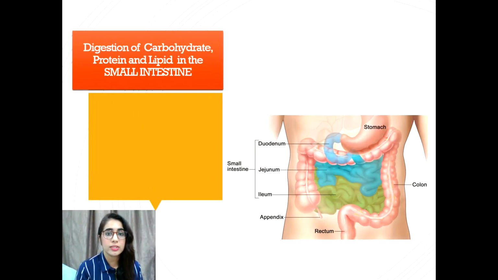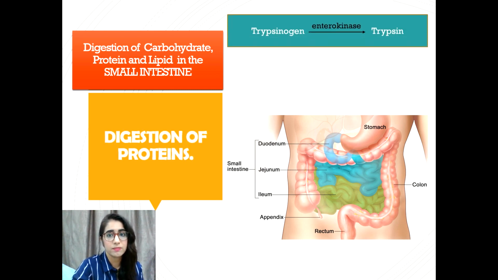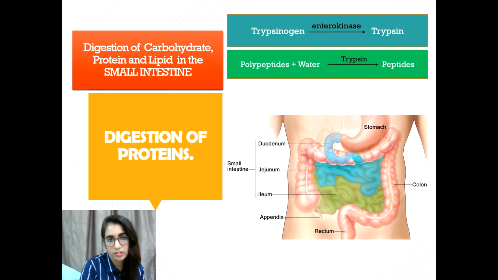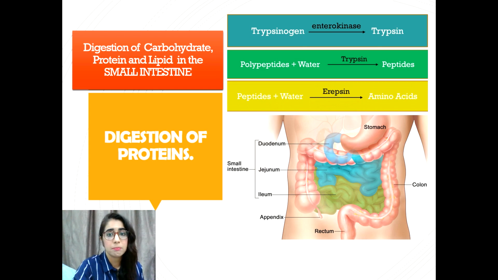Alright, now let's move on to the digestion of protein, carbohydrate and lipids in the small intestine. Now, digestion of protein. In the duodenum, the trypsinogen is converted by the enterokinase into trypsin. Trypsin will then digest the polypeptide from the digestion of the stomach into peptides through the hydrolysis process. And in the ileum, the erepsin completes the hydrolysis of peptides into amino acid. In the small intestine, polypeptides are now broken down into amino acid by the help of enzymes.